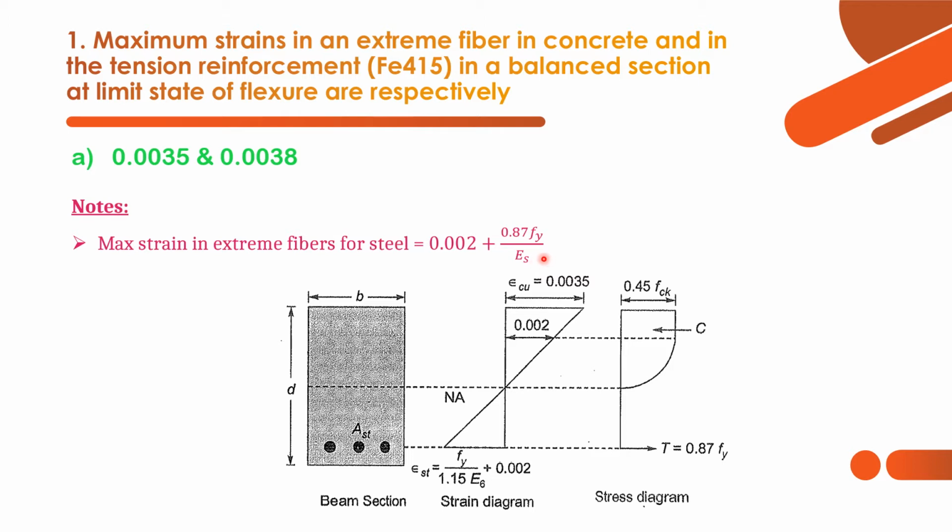These specifications of materials are dealt with in the suggested video, the summary of IS 456. You can see this video also so that you can get clarity about the properties of materials as used in IS 456. Now just substitute 415 as the fy value and we get the answer as 0.0038, the maximum strain in extreme fiber for steel reinforcement. And for any grade of concrete, the maximum strain at extreme fiber in concrete will be 0.0035, as per IS 456 2000. Now let's move on to the second question.